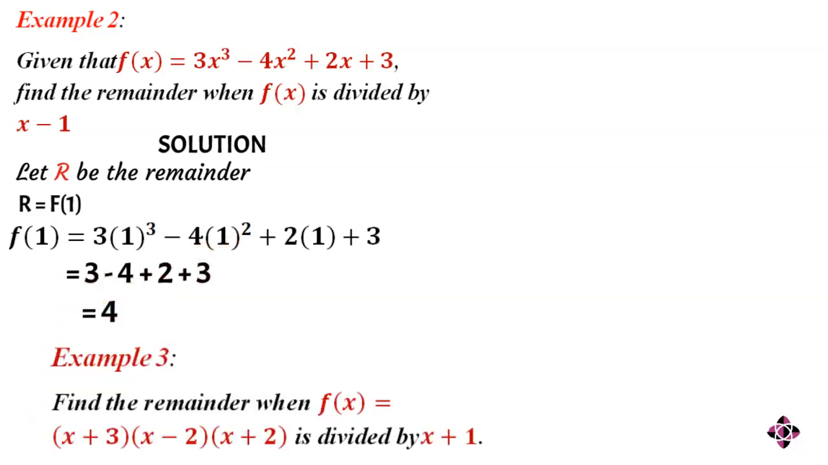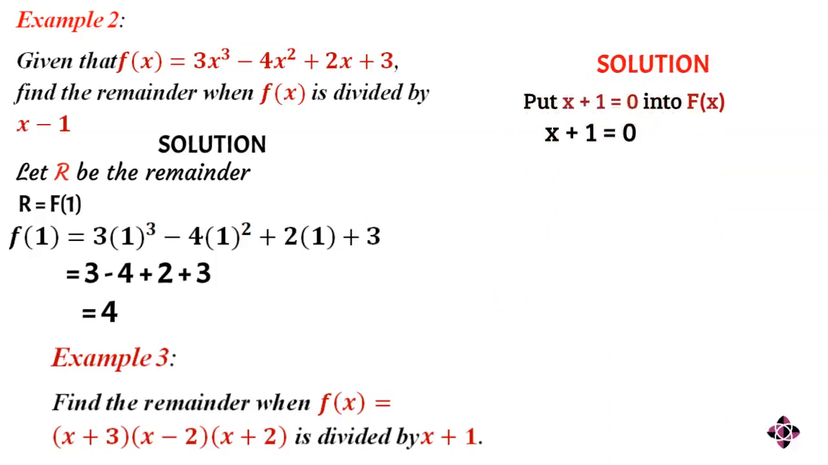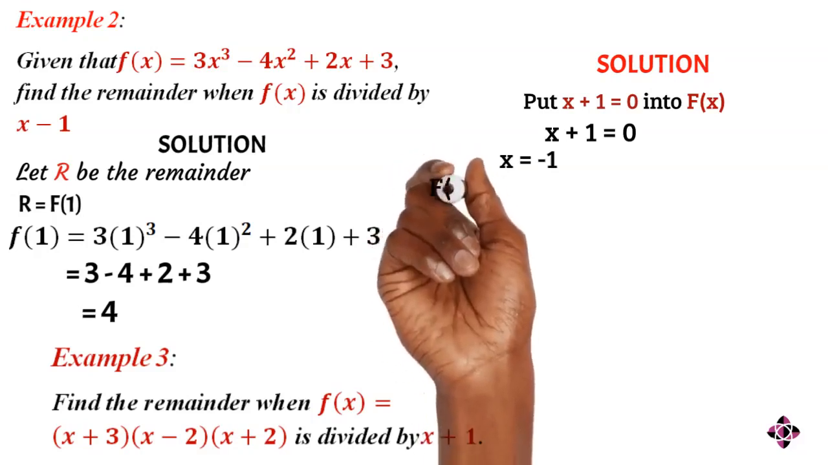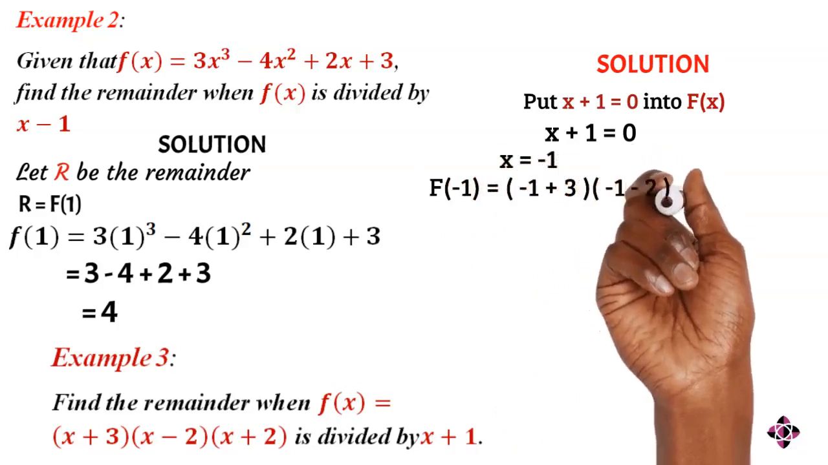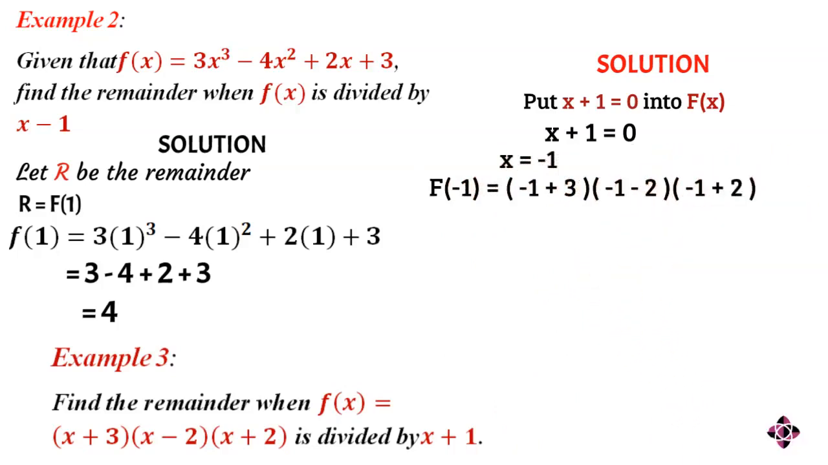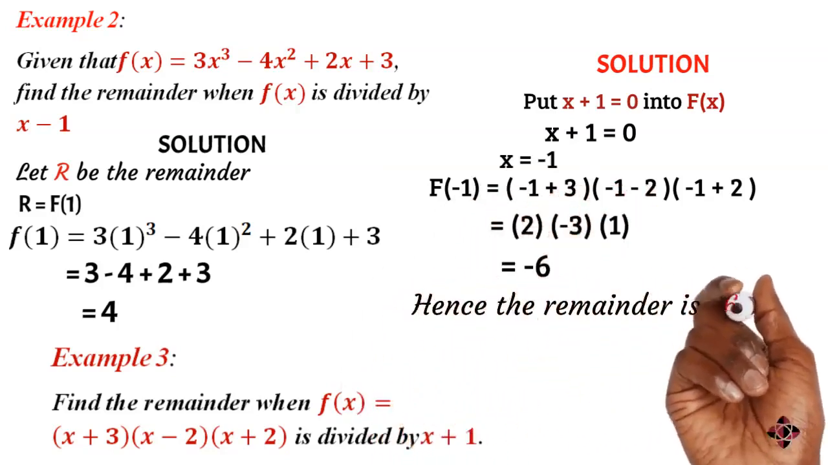Now let's check example 3. Find the remainder when f of x equals x plus 3 times x plus 2 is divided by x plus 1. Solution. Now let's put x plus 1 equals 0. So x equals minus 1. Now let's substitute x equals minus 1 into f of x. So that will be f of minus 1 equals minus 1 plus 3 times minus 1 plus 2. So that will give us 2 times 1. So we'll have 2. Hence, the remainder is 2.